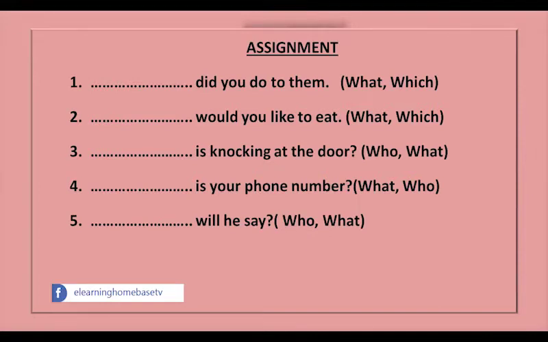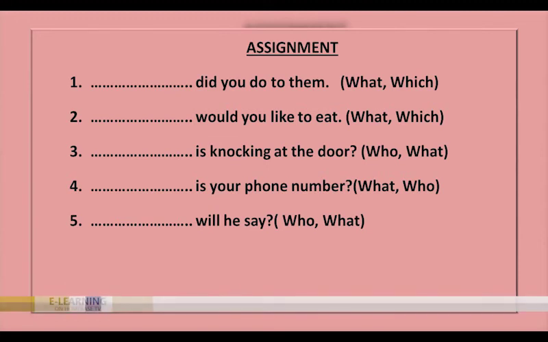Let us have our assignments for the day. Good. On our screens, we've projected the assignments such as 1. Dash did you do to them? So, what did you do to them? Or which did you do to them? Question 2. Dash would you like to eat? Dash is knocking at the door. Dash is your phone number. Dash will he say. You are to use the right interrogative pronouns in place of these words.